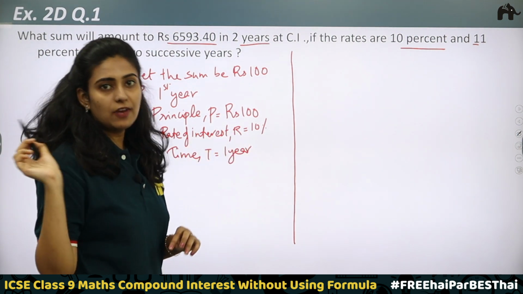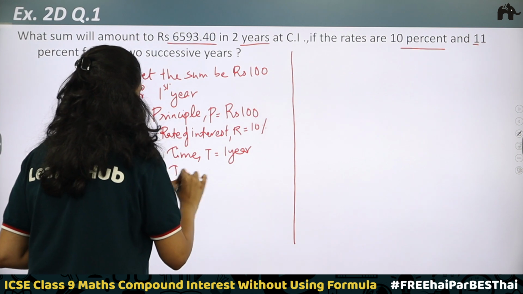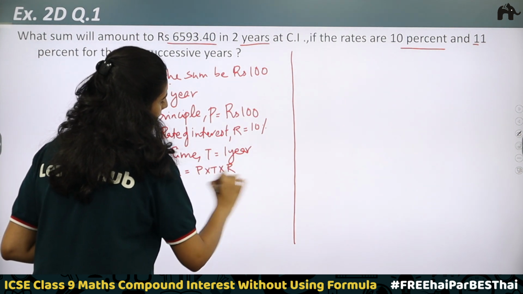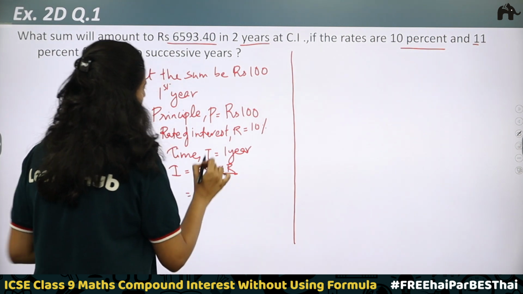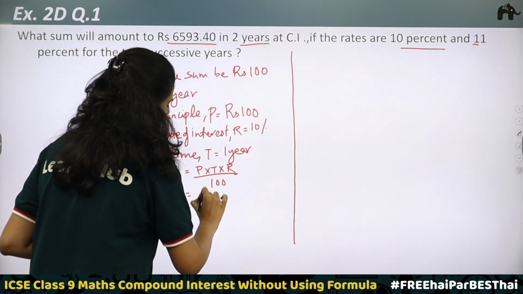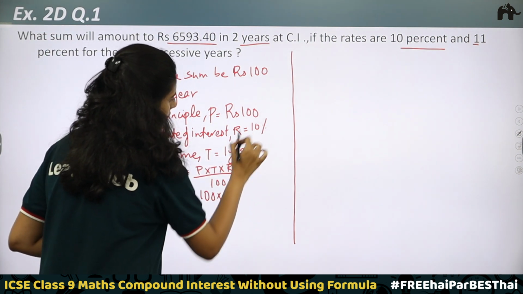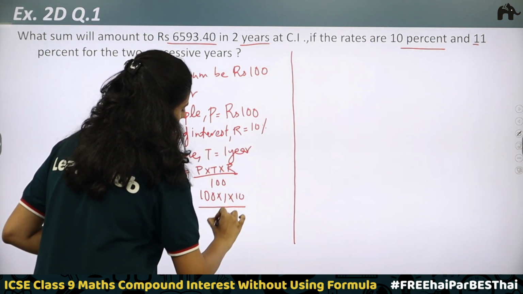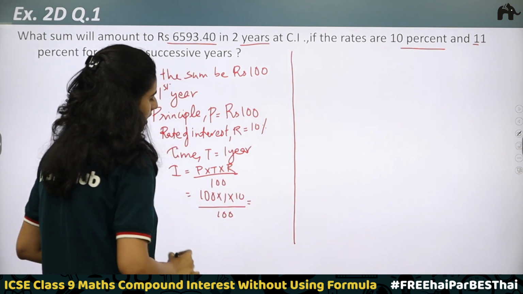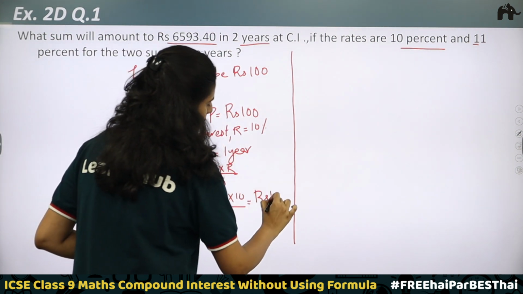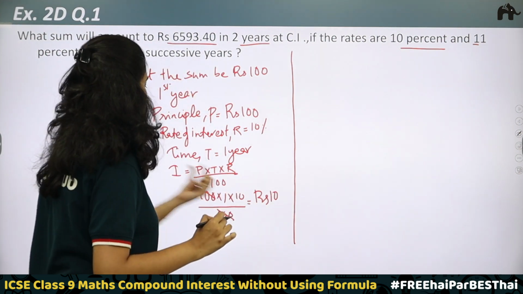Okay. Then how to find interest? We have interest I is equal to P into T into R divided by 100. Here P is equal to rupees 100, into time is 1 year, into rate of interest 10%, divided by 100. Cancelling these two hundreds, you will get rupees 10. Okay, so the interest amount is rupees 10.